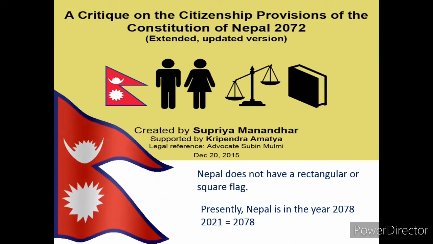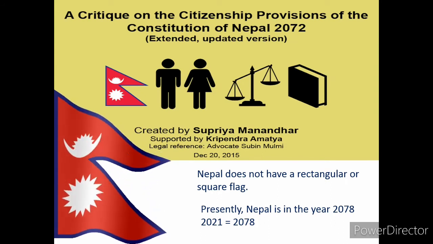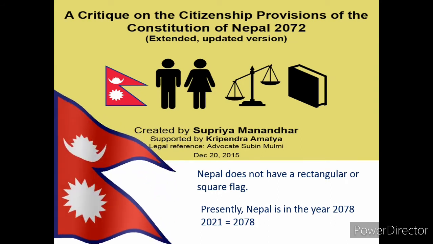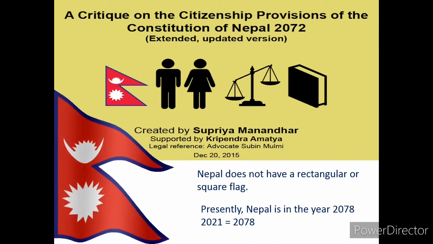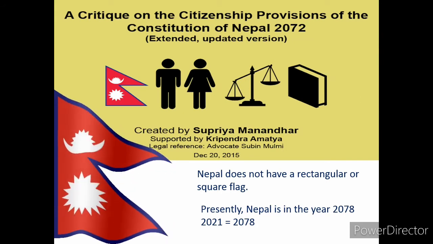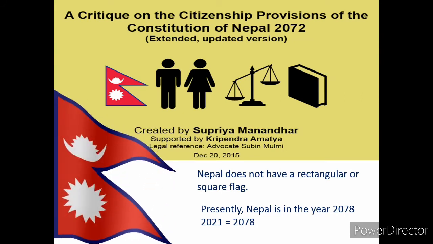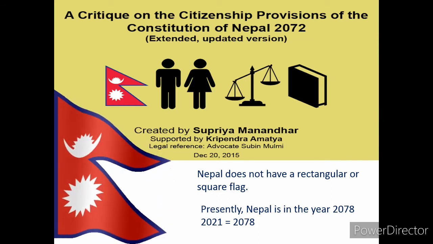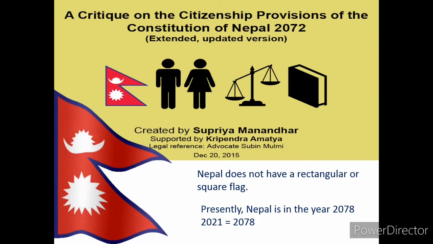That means they are 57 years ahead of us. So children born this year, 2021, are marked on their birth certificate as born in 2078. So if any of you wish to time travel into the future, just pay a visit to Nepal.